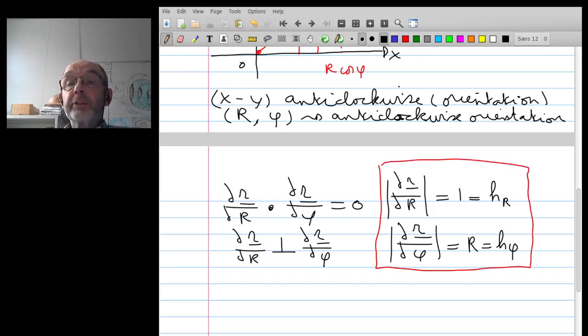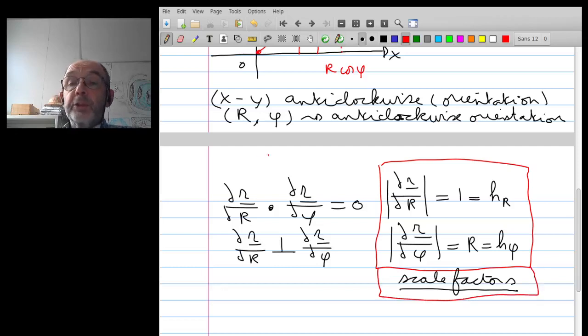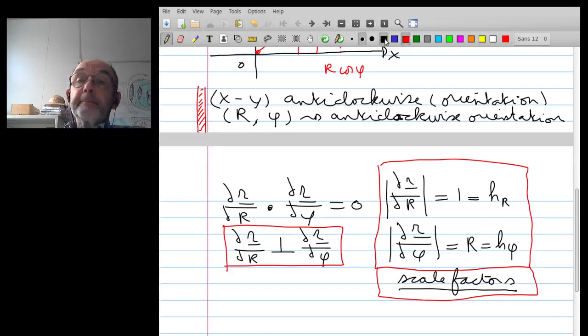So scale vectors, keep in mind, and see also that those vectors are staying perpendicular to each other, and also of importance was the orientation. Okay. Now what can we do? We can make unit vectors in the r direction, in the phi direction.